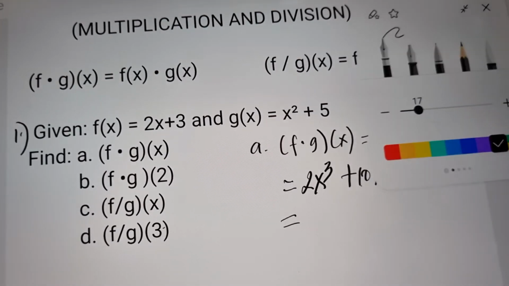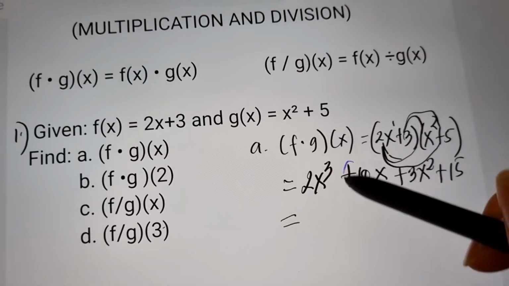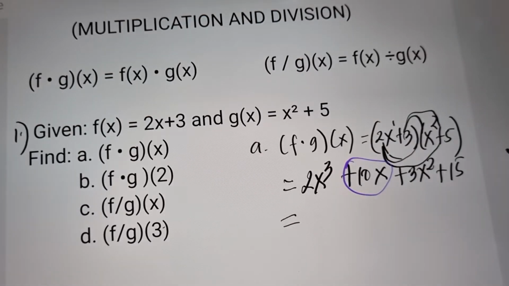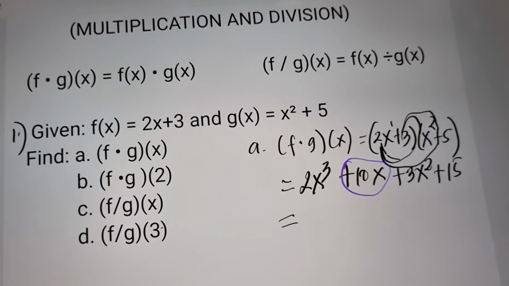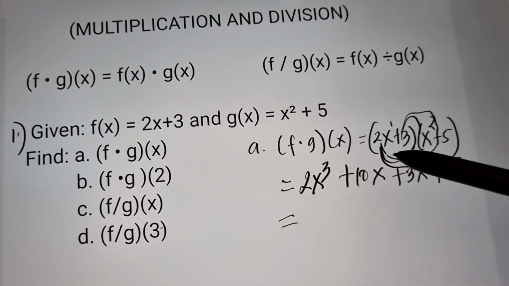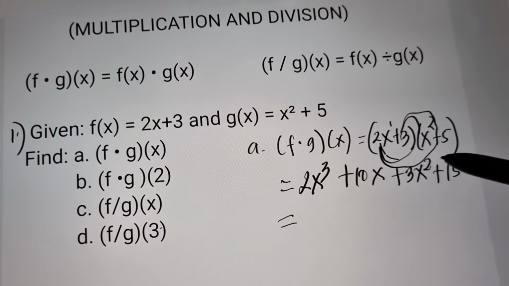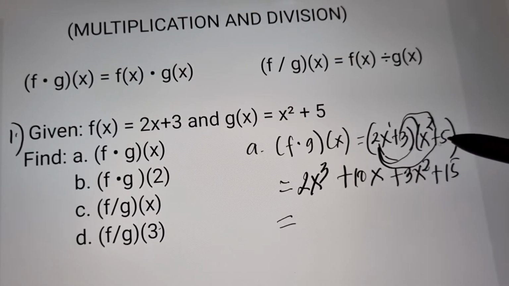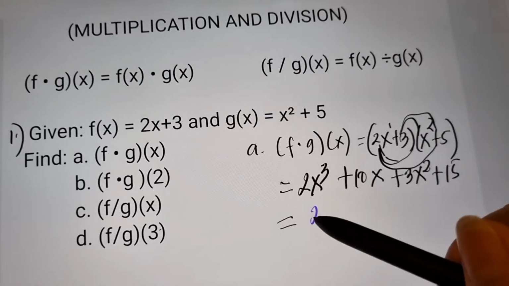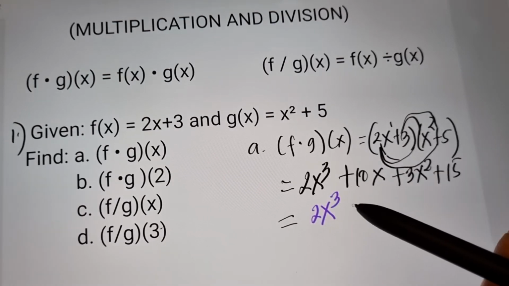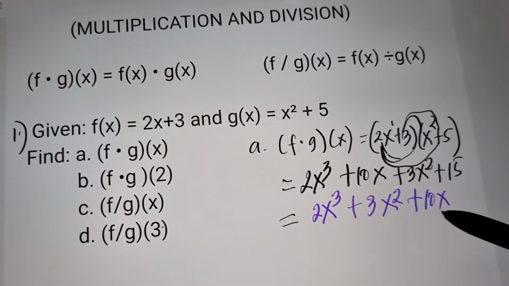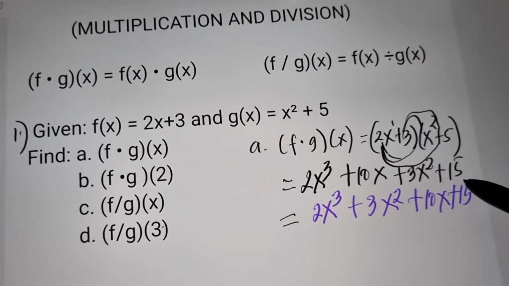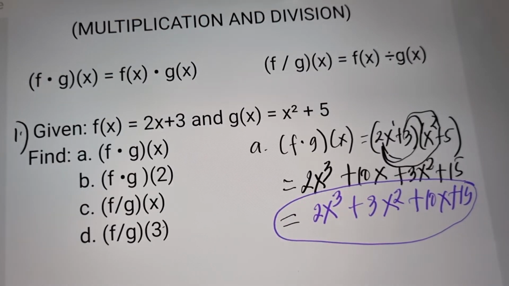So, here what we have, meron tayong 10x and what else? Okay, so actually, walang similar terms dito. Kasi, we have 2x cubed and then we have 10x, then we have 3x squared and 15. So, we can just arrange 2x cubed plus 3x squared plus 10x plus 15. So, this is the final answer. Okay?